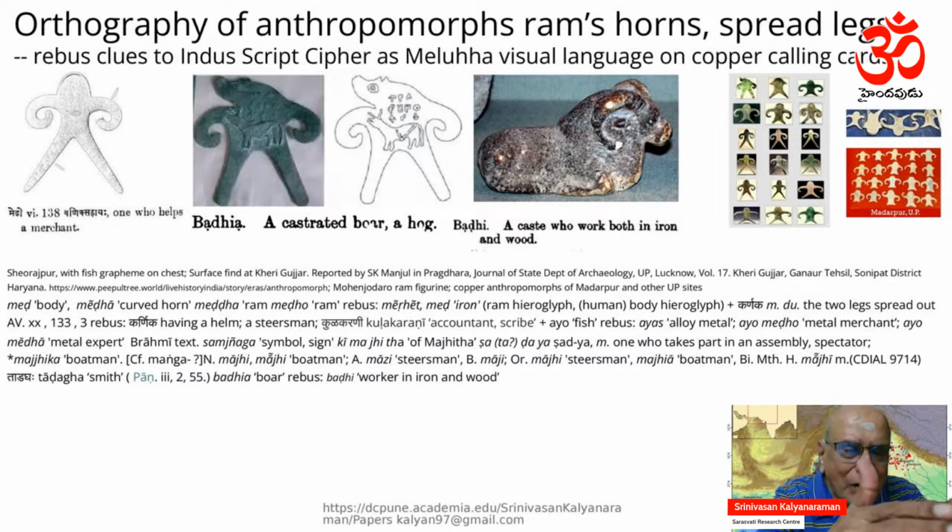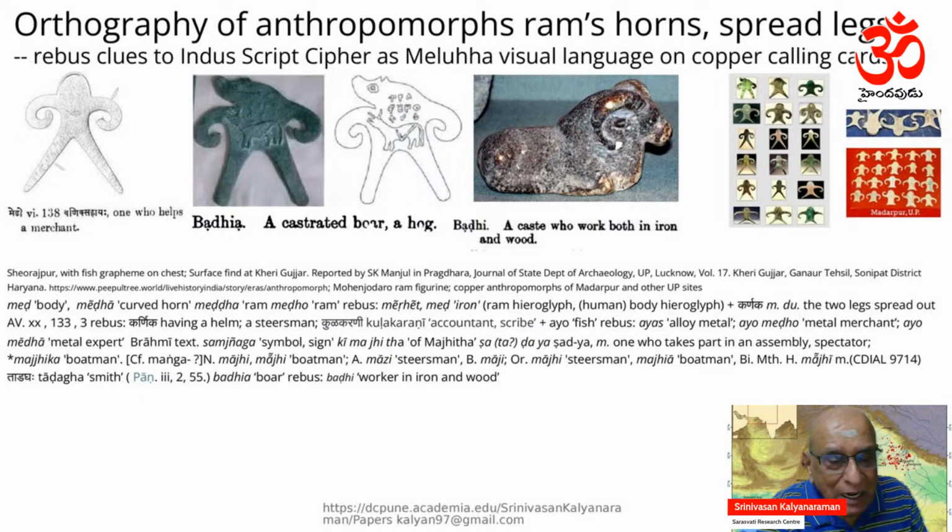Then the anthropomorph is shown with spread legs. Karnaka in Atharvaveda is dual, 2 legs spread out. Atharvaveda 20.133.3. Neighbor's word is Karnika, having a helm, a steersman. Kulakarani, accountant, scribe. Ayo, fish. Ayas, alloy metal. Ayo, meadow, metal merchant. Aya, meda, metal expert.